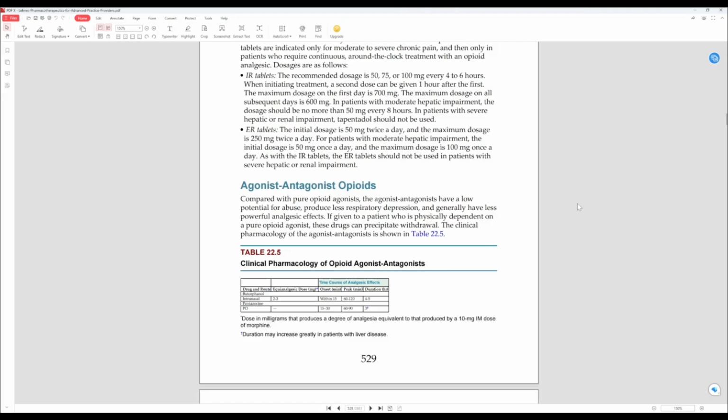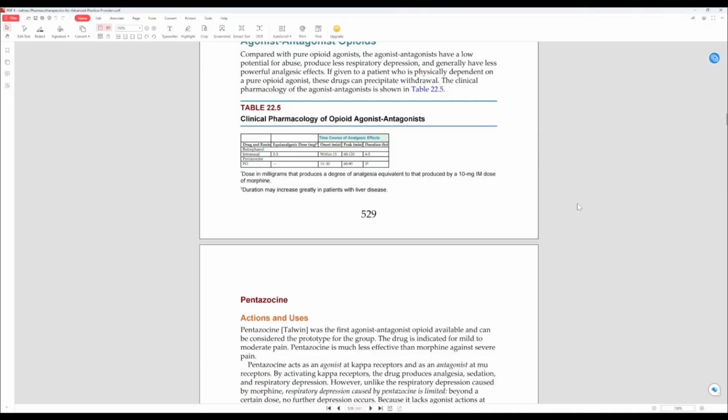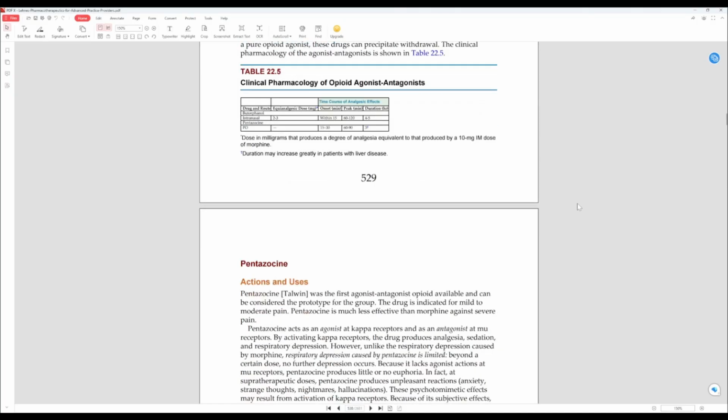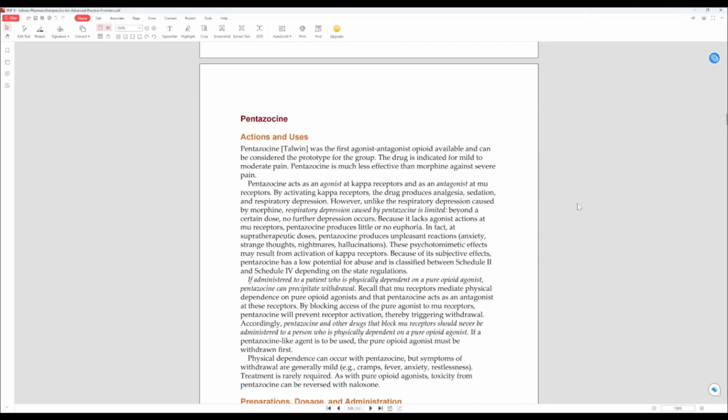So, compared with pure opioid agonists, the agonist antagonist have a low potential for abuse. Again, they produce less respiratory depression and generally have less powerful analgesic effects. When given to a patient who is physically dependent on pure opioid agonists, these drugs can precipitate withdrawal. The clinical pharmacology of an agonist-antagonist is shown here in Table 22.5, which is a good spot to hit pause if you're unfamiliar. So, the first medication we'll talk about will be pentazocine.